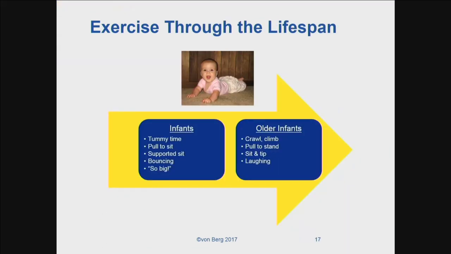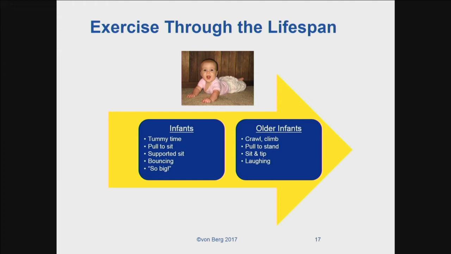So how do we exercise? We start when we're infants, doing normal things like tummy time, pulling to sit, supported sitting, bouncing, doing big types of things that are going to open that chest up. These are all things that we do with babies, whether or not they have CF.